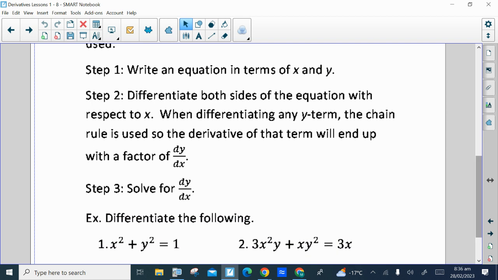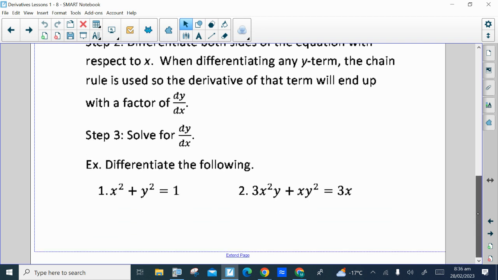So step one, you've got your equation in terms of both x and y. Then what we do is we differentiate both sides of the equation, or essentially term by term, with respect to x. So that means when we differentiate any y term, we will use the chain rule. So the derivative of that term will end up with a factor of dy by dx. When you differentiate y with respect to x, to show that, you will write dy by dx. And then you're going to solve for dy by dx.